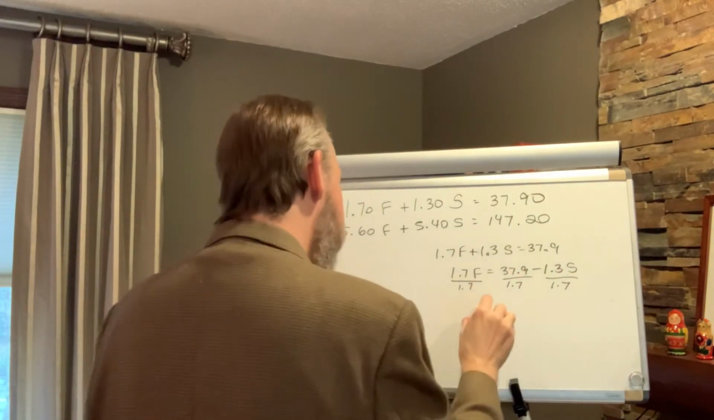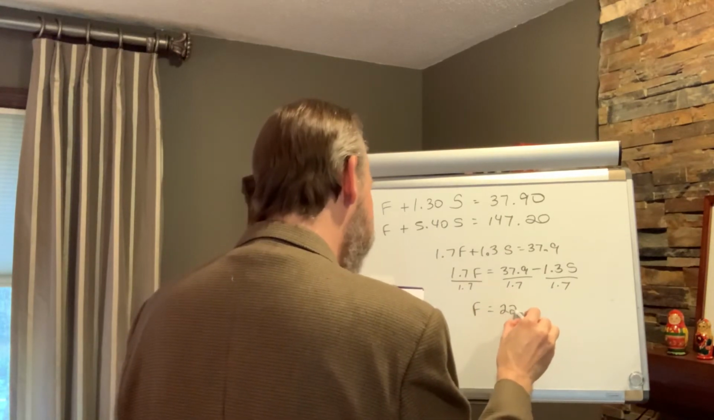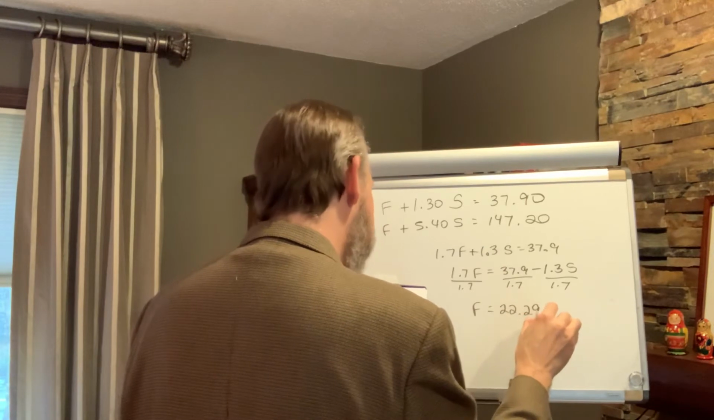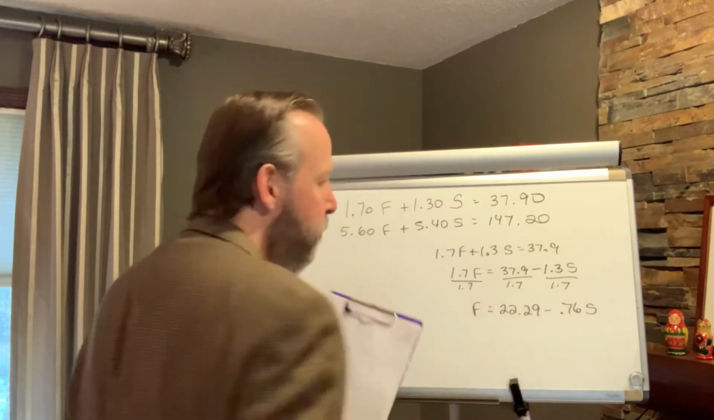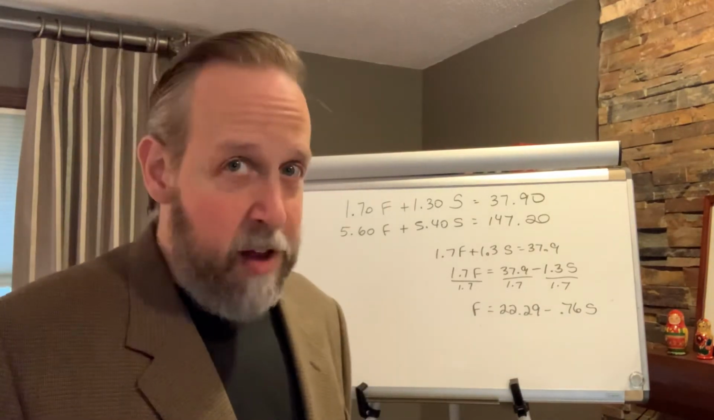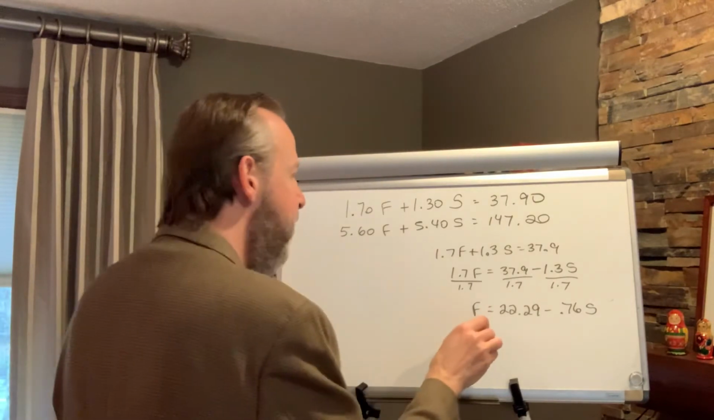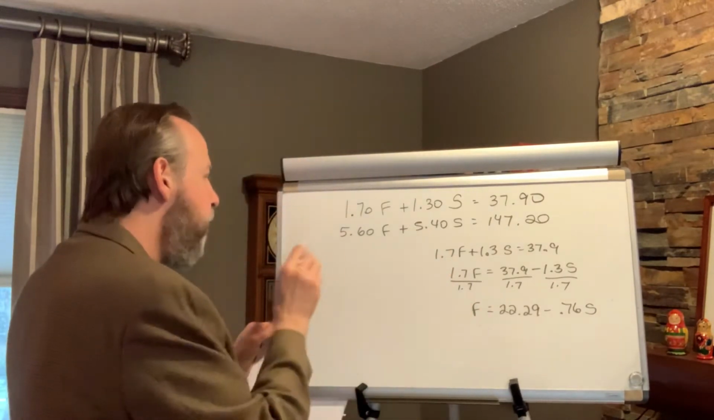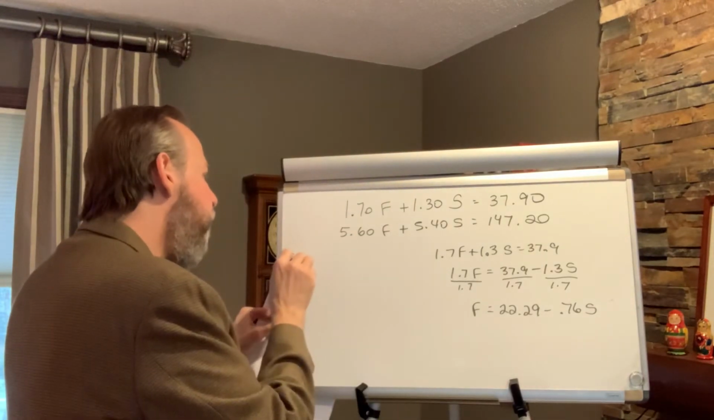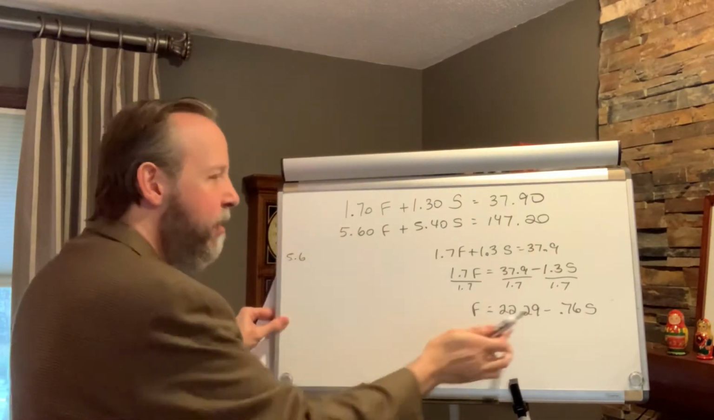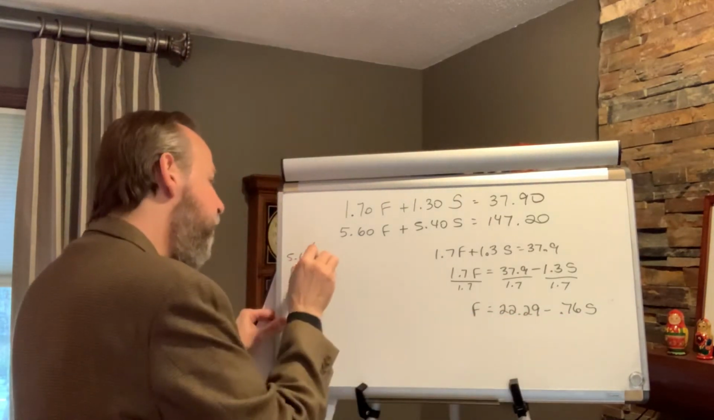Okay, so F equals, and here I have to round, which again makes things less accurate, 22.29 minus 0.76S. Again, we're forced to solve it this way, so we do. I'm going to plug that into the second equation. Again, I'm going to drop the zeros because there's no need for them anyway. 5.6, this is F, okay? So I'm going to plug this in instead of writing the letter F.